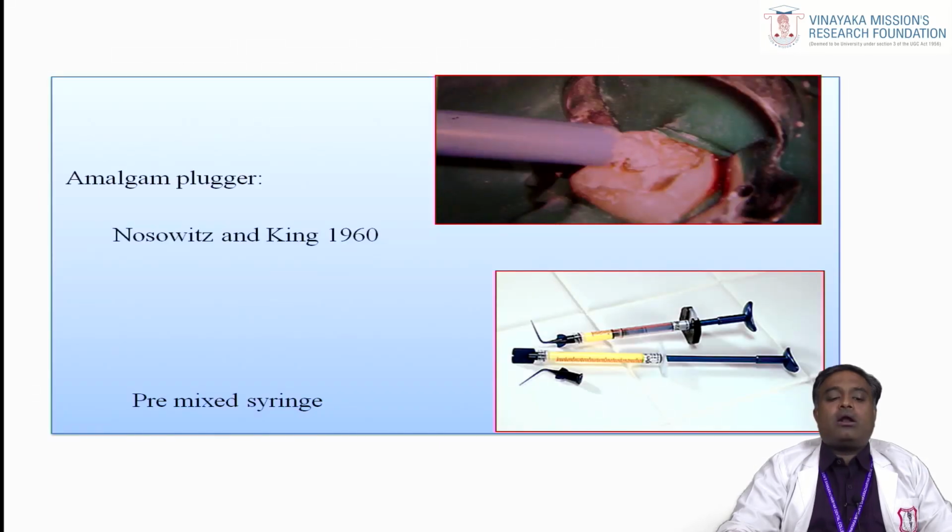So the amalgam plugger technique is also there. This was given in 1960 by Nosowitz and King, and premixed syringes are there. Different companies and different compositions are available, like Idocure, Vitapex, Metapex. These premixed syringes are available in the market.